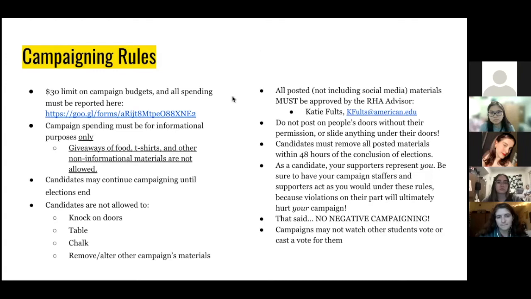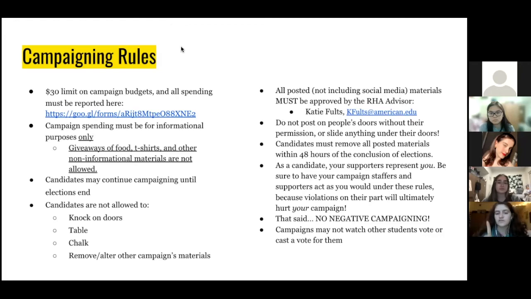Is it possible for individuals to campaign together? Yeah, I don't see why that would be an issue. Just as long as it follows this guideline and you're not handing out t-shirts and you're not putting flyers in places you're not supposed to, that shouldn't be an issue at all.